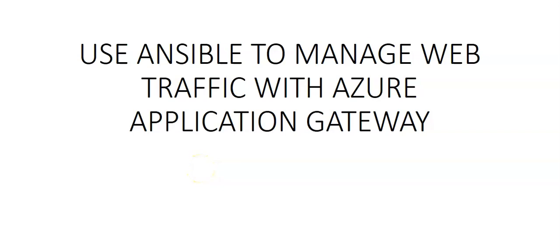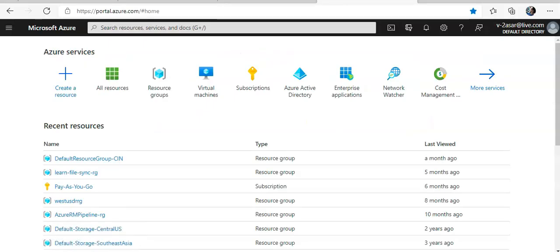Hi, my name is Ashish, and in this video we will see how to use Ansible to manage web traffic with Azure Application Gateway. So let me just quickly log on to the portal and take it from there. I'm logged on to the portal and I will launch Azure Cloud Shell.